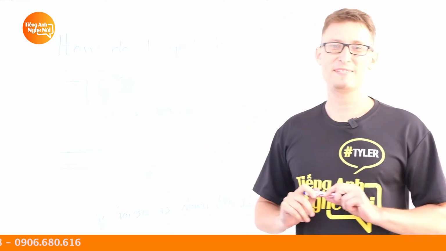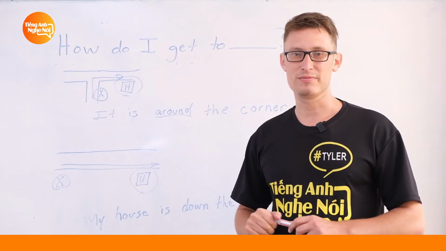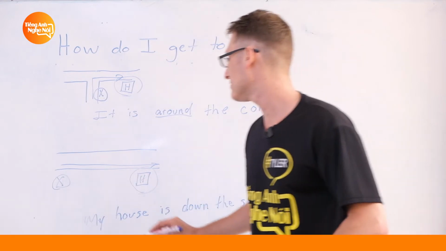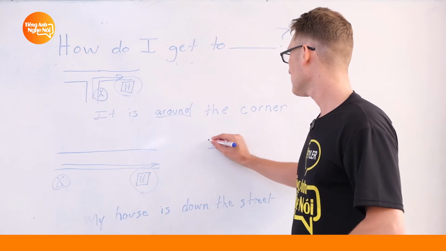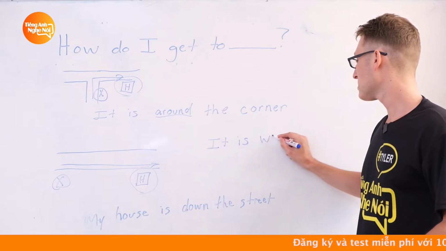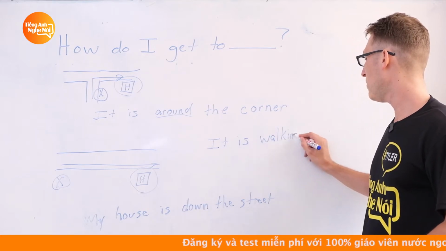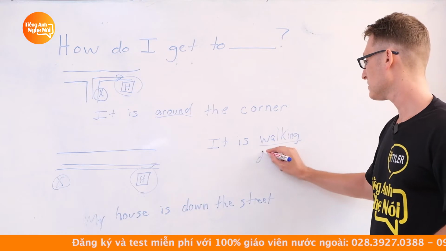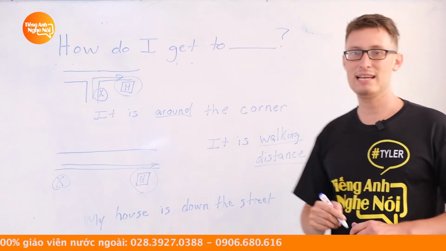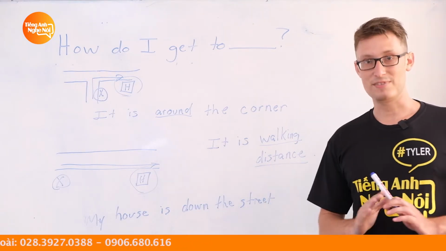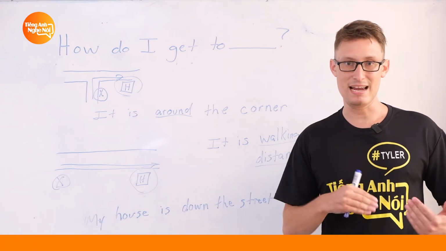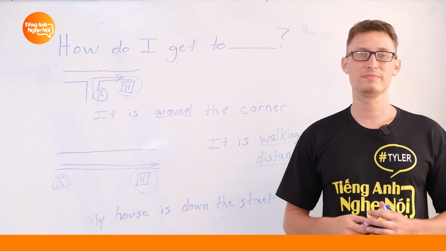Now, if something is very near, okay, we have a special word you can say for that. You can say, it is walking distance. It is walking distance. If something is walking distance, that means it is near enough that you can walk there.